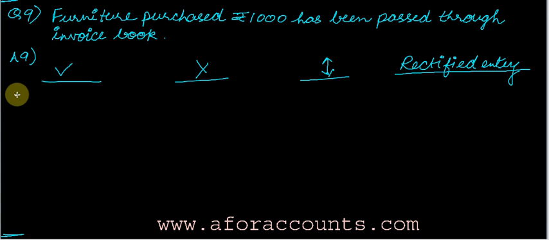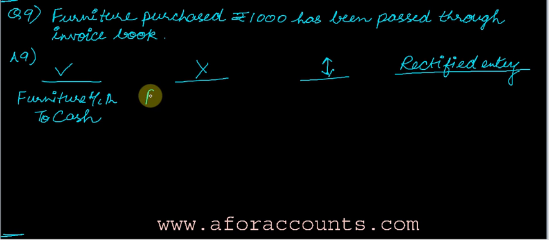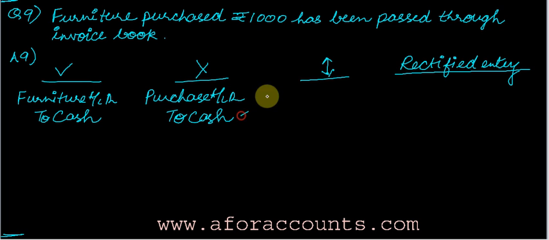So the entry will be furniture account debit because actually furniture has come in. Furniture account debit to cash. But my wrong entry is purchase account debit to cash. So I need to reverse my entry. Cash account debit here and purchase account I am bringing to the credit to purchase account.